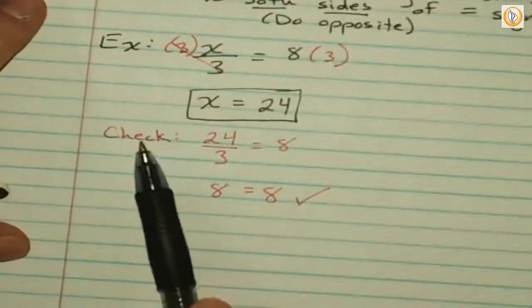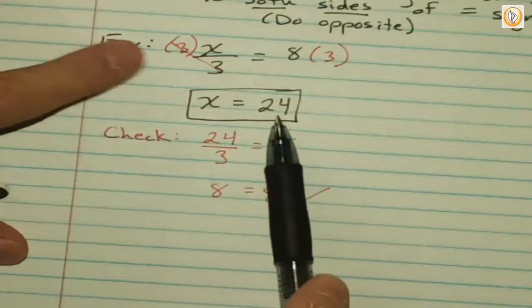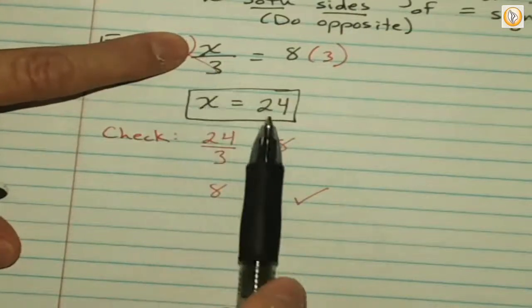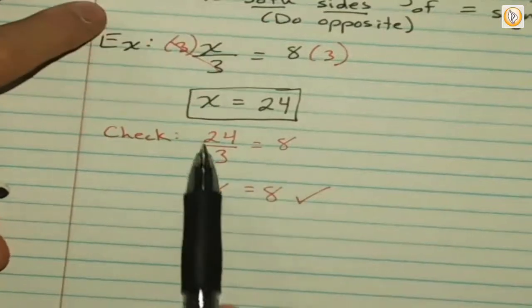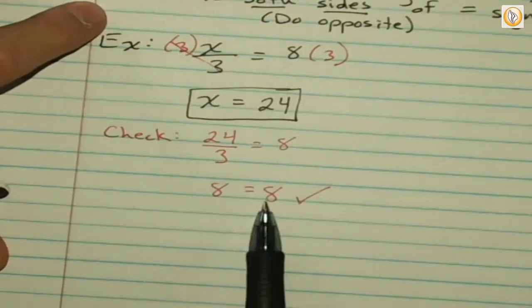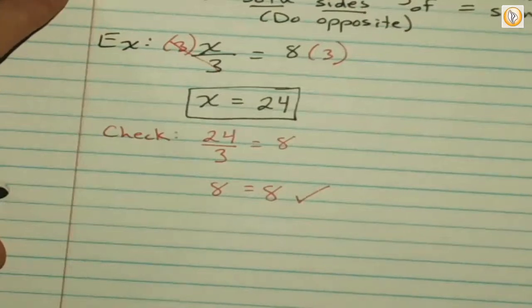And then I said you can go back and check. Replace the x with 24, and rewrite your problem. 24 divided by 3 is 8. 8 equals 8, and you're good to go.